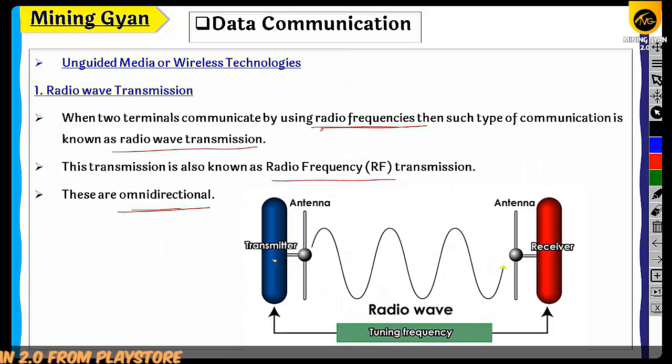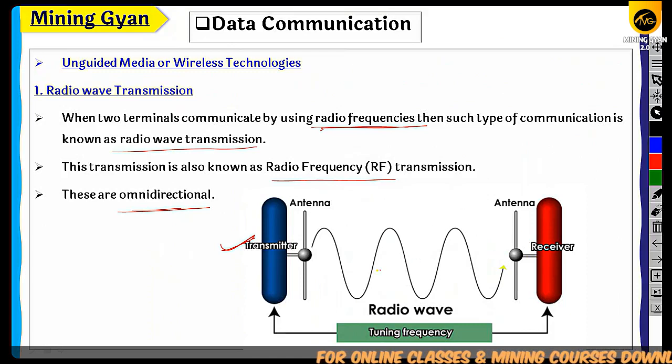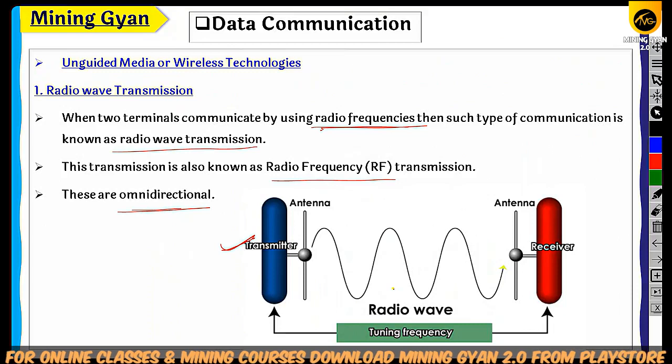So you can see that this one is the transmitter and there is the antenna. The waves used in this type of transmission are radio waves. The second antenna is connected at the end of the receiver. So the frequency used in this type of transmission is the radio wave, and that's why this is called radio wave transmission. And remember, this is the omnidirectional type of transmission signal.